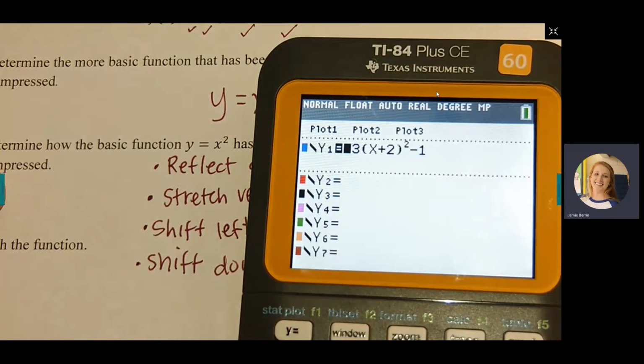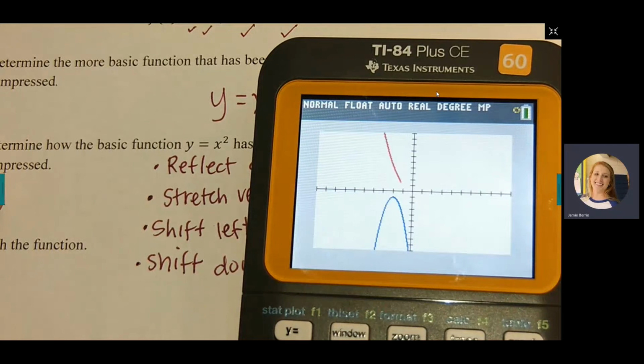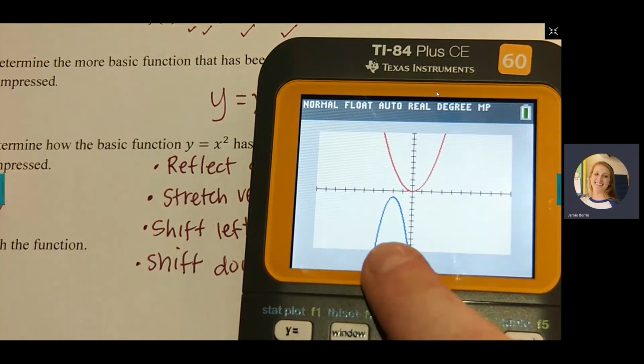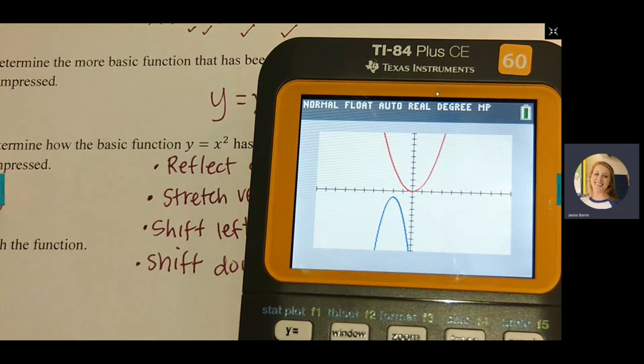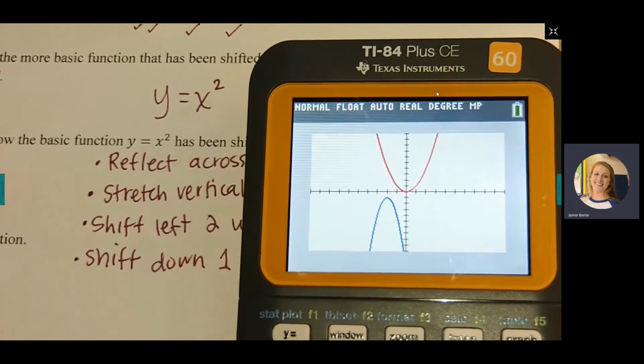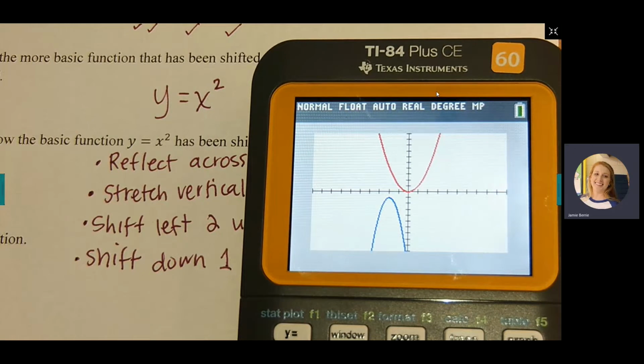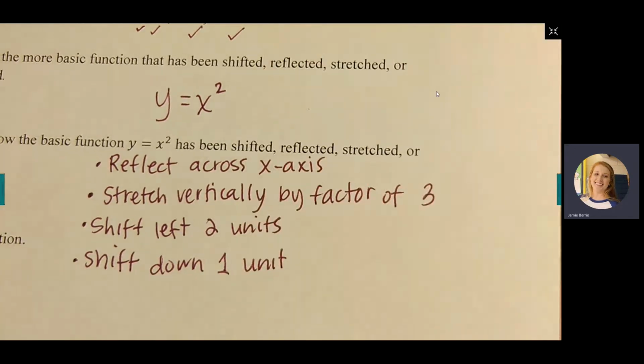It's hard to see the vertical stretches and compressions. Sometimes it's easier to see them if you put the original function in there. You can see how this one's a little bit more narrow than this one, so you can tell it's been stretched. But yeah, that looks like it matches up. It's flipped across the x-axis. It's been shifted to the left 2 and then down 1. So again, that's a good way to check your answer for the test.